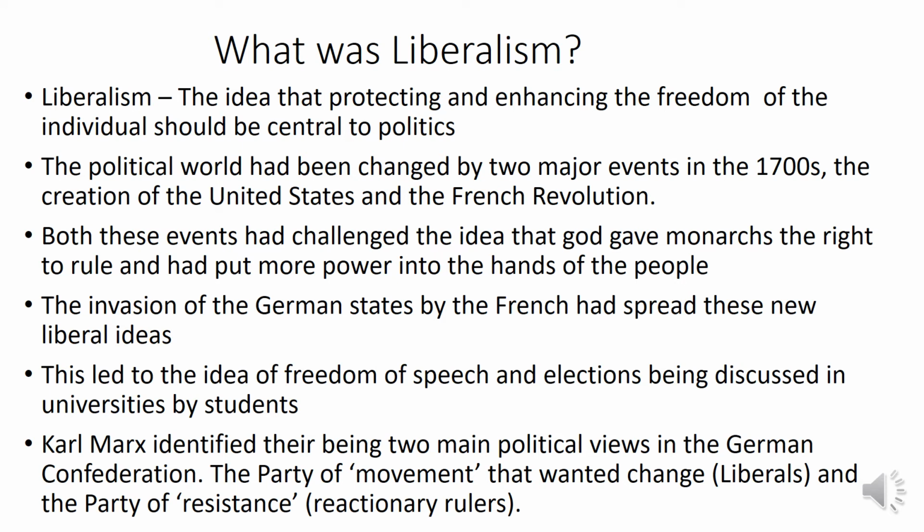Karl Marx, who eventually goes on to form the Communist Party, was living in Germany at this time. And he split the political views in Germany really into two main categories. One category he called the Party of Movement. These were people who wanted to see a movement in the current laws, a change. These people were liberals. They wanted people to have more freedoms. They wanted the king to have less power. And this was really important. Okay? And this is what they were aiming to do.